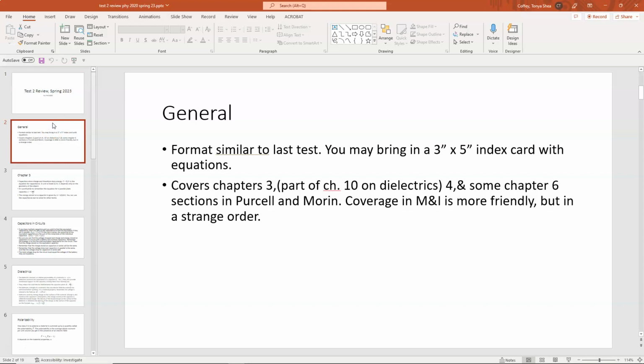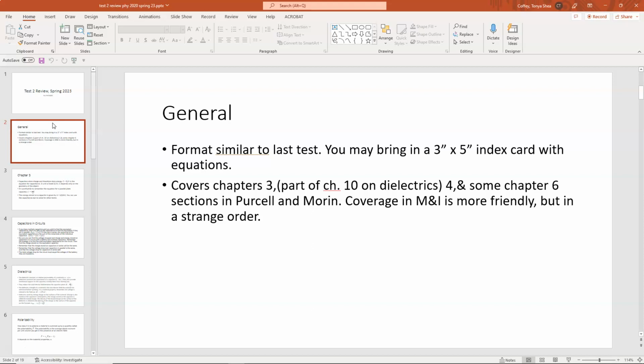In general, the format is going to be super similar to the last test, and as always you can bring a 3-inch by 5-inch index card with equations on it. I'm going to give you the constants sheet, so no need to write constants on your note card. Those will be provided. And if you need the differential forms in the inside back cover of your textbook, those will be provided too.